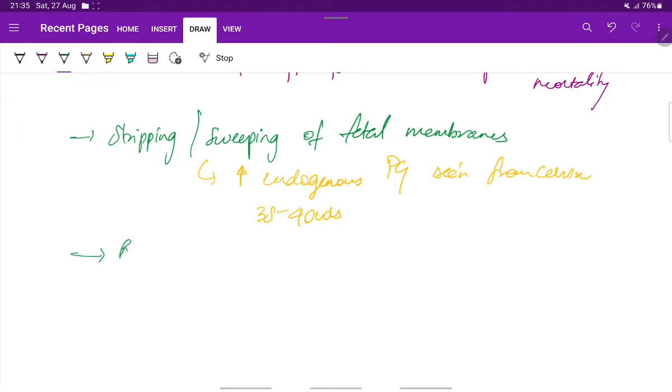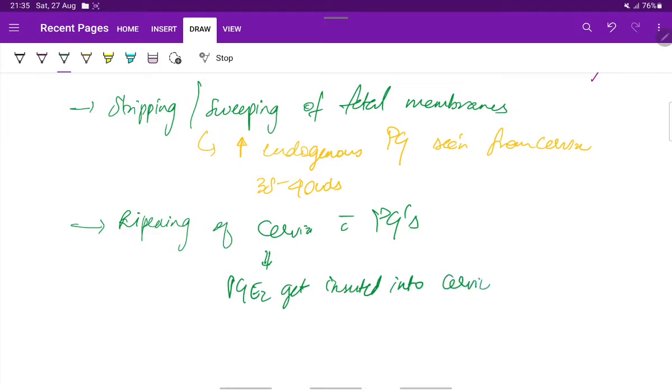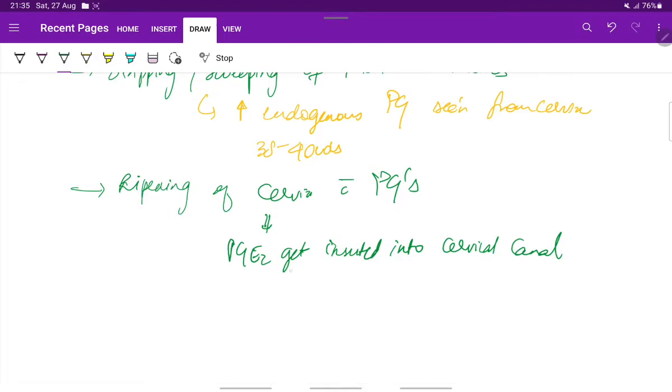Other methods include ripening of the cervix with prostaglandins. Here prostaglandin E2 gel is inserted into the cervical canal and it is reassessed after 6 hours, and if needed, a second dose of gel can be introduced.